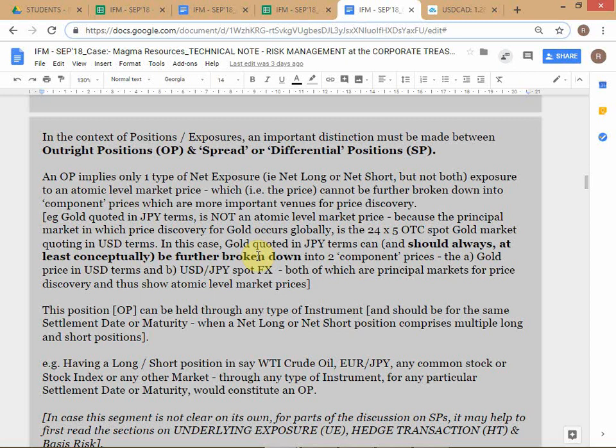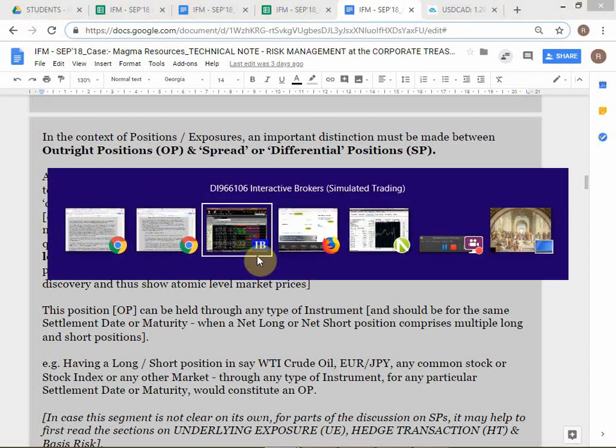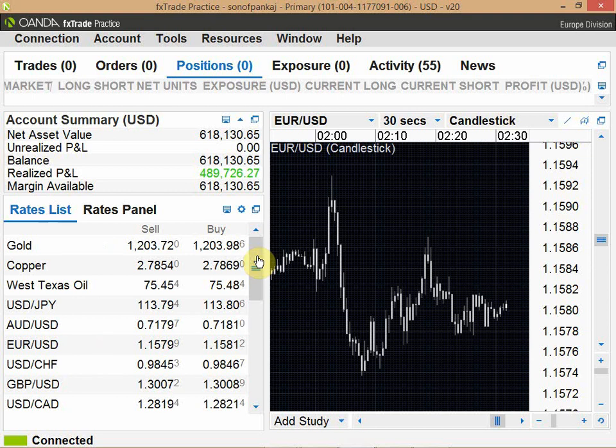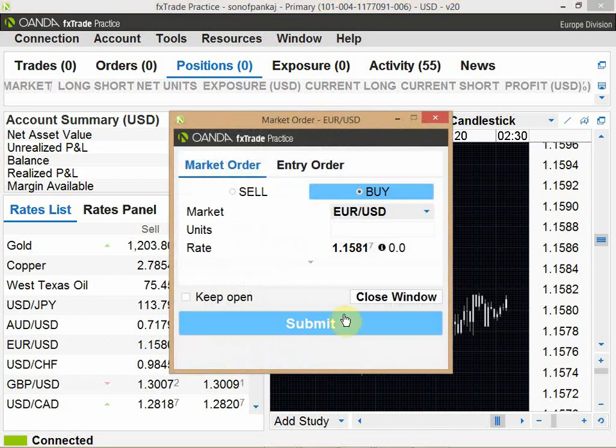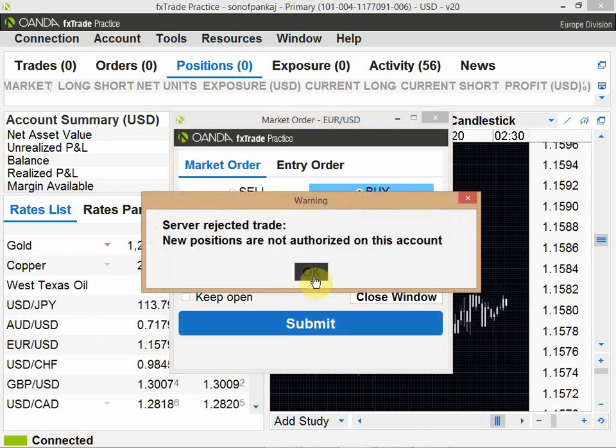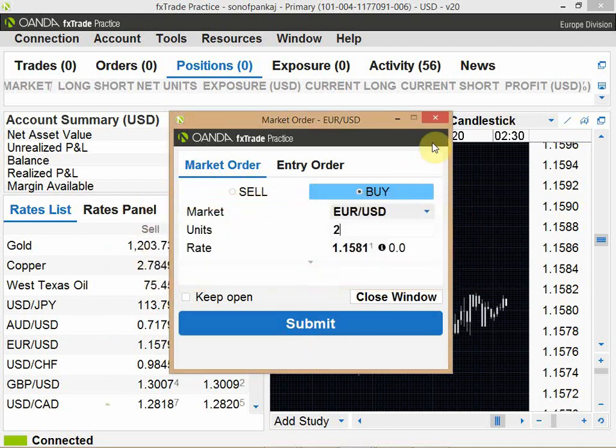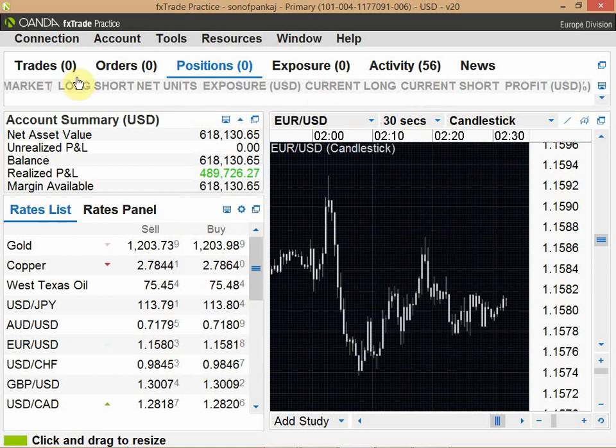Essentially, the idea behind an outright position is that you have, if you look at this also, here we have zero positions. But let's say I buy some euros. There's some problem with this account. Anyway, I can't enter new positions on this account, I don't know what the reason is. Never mind.